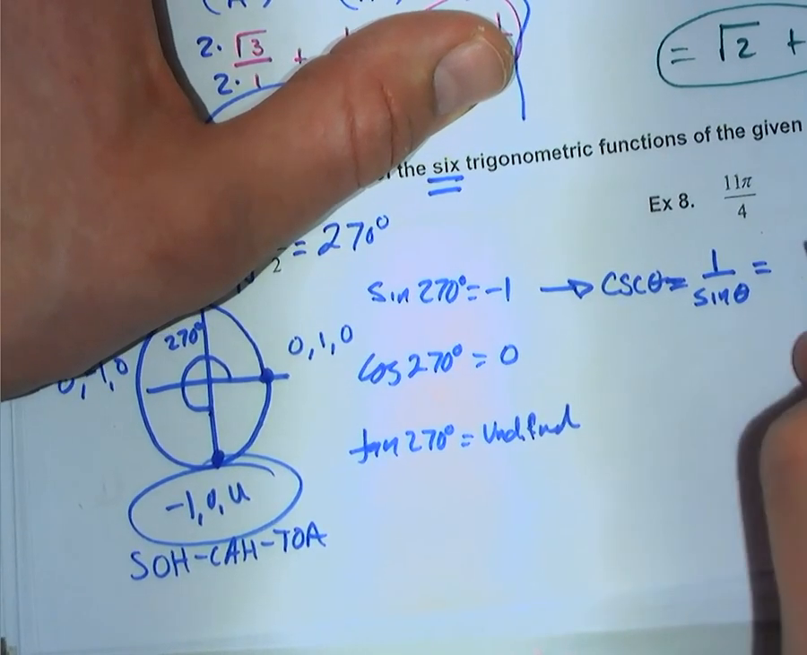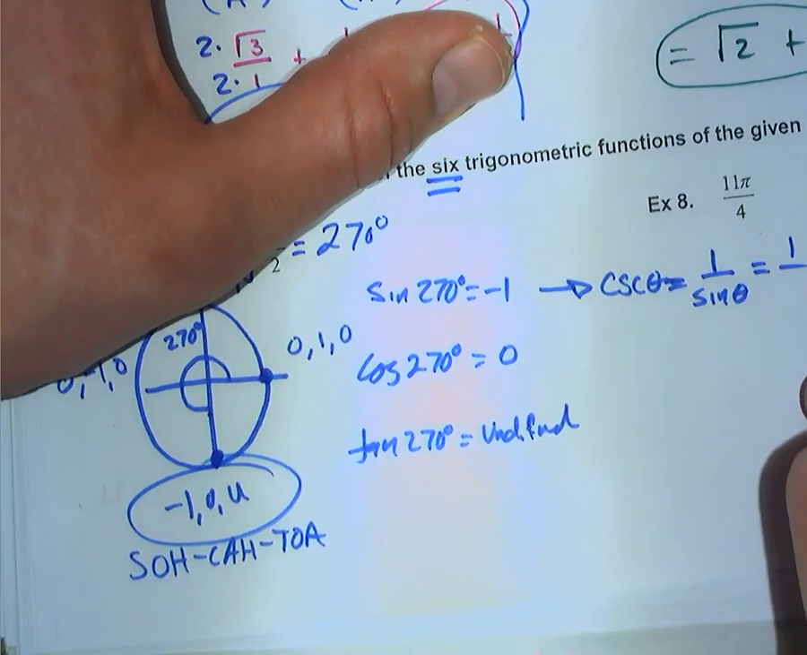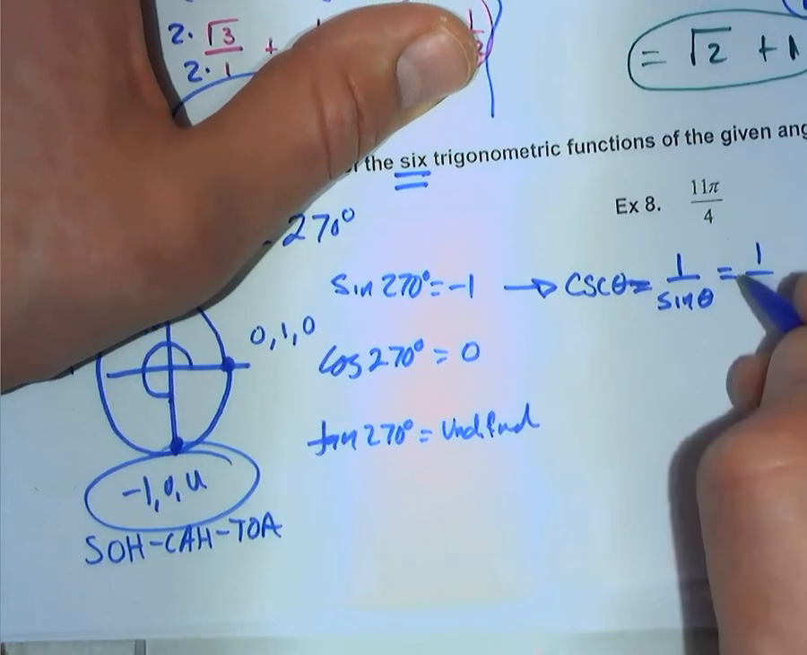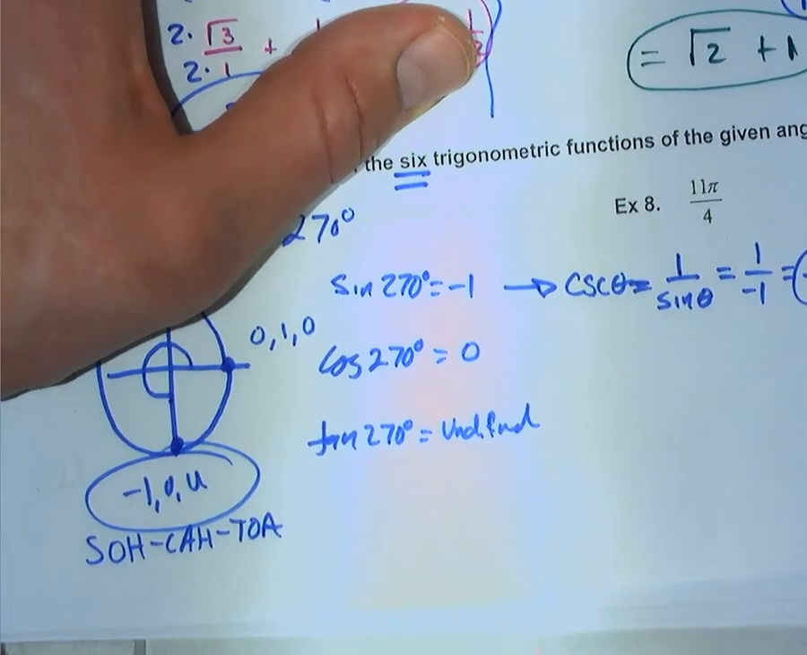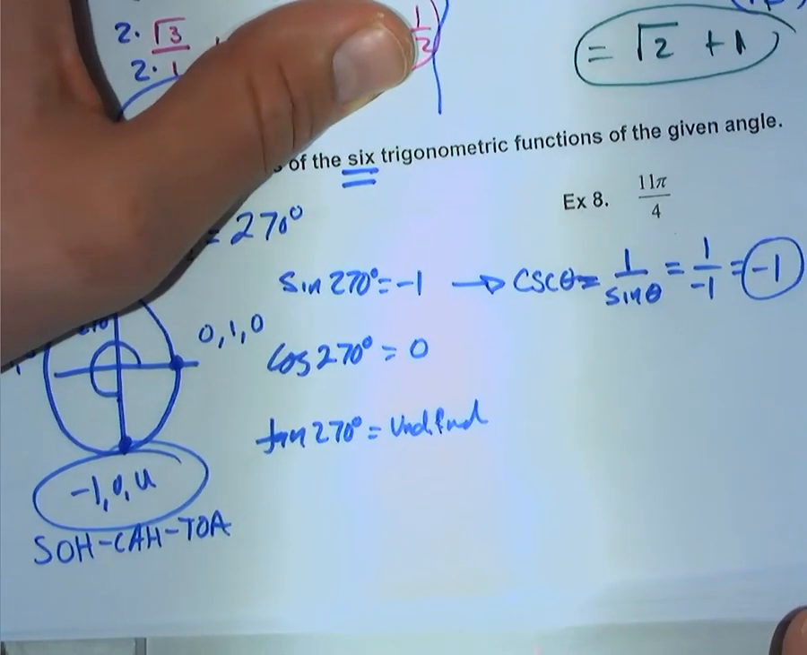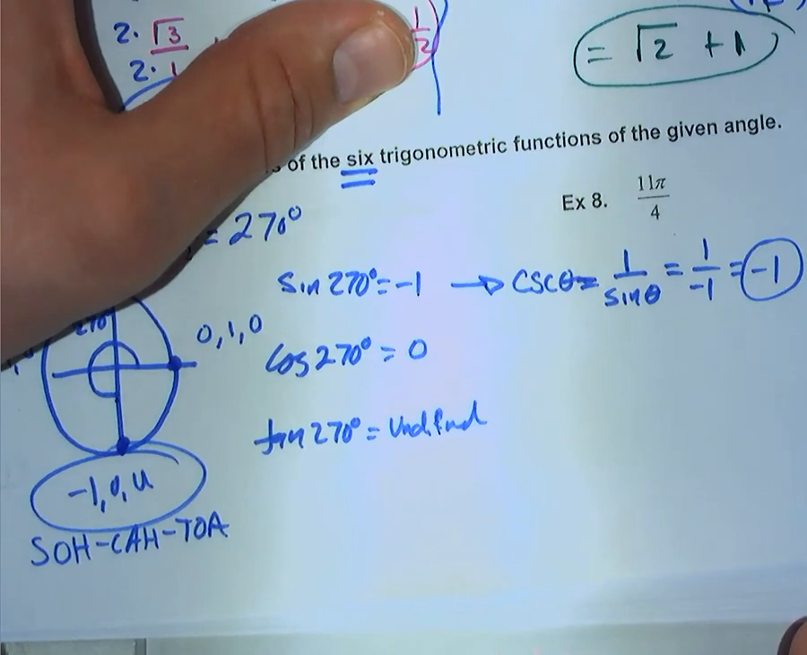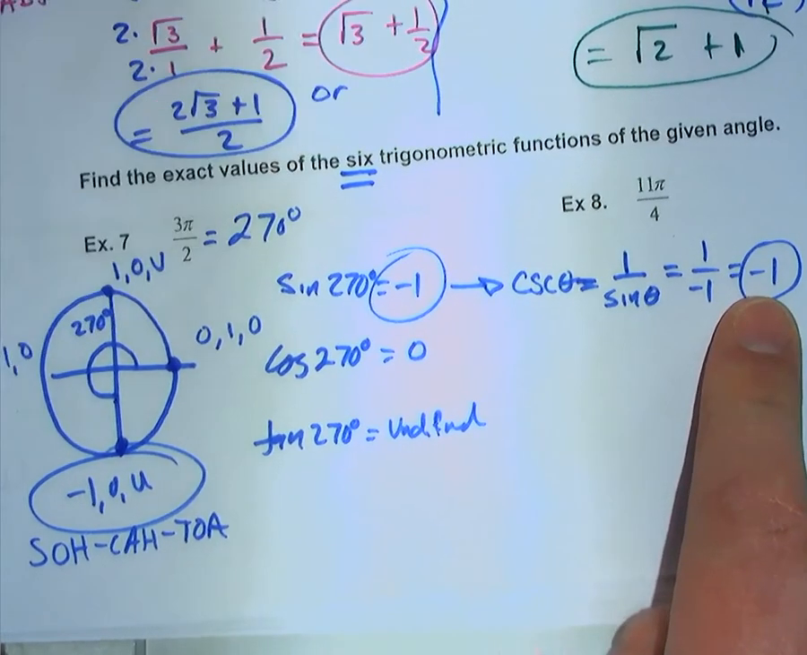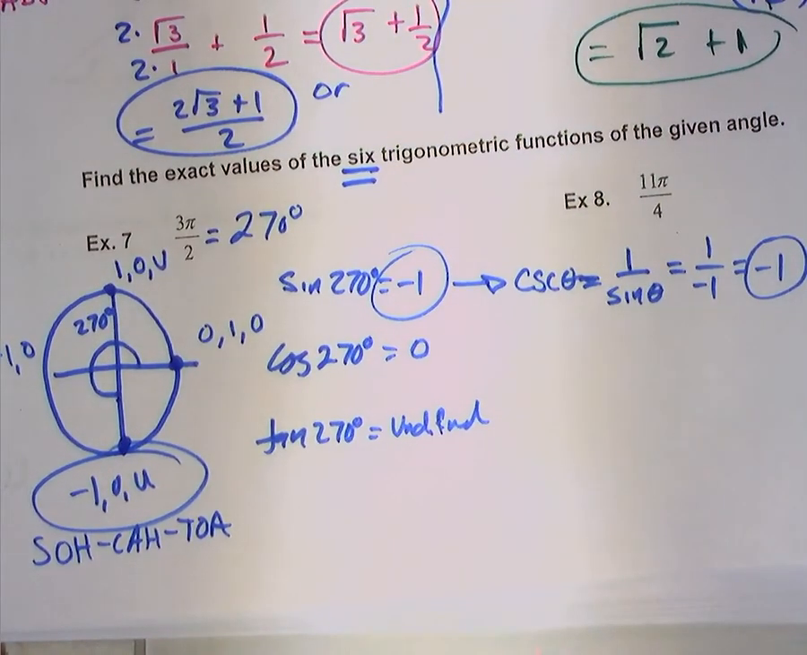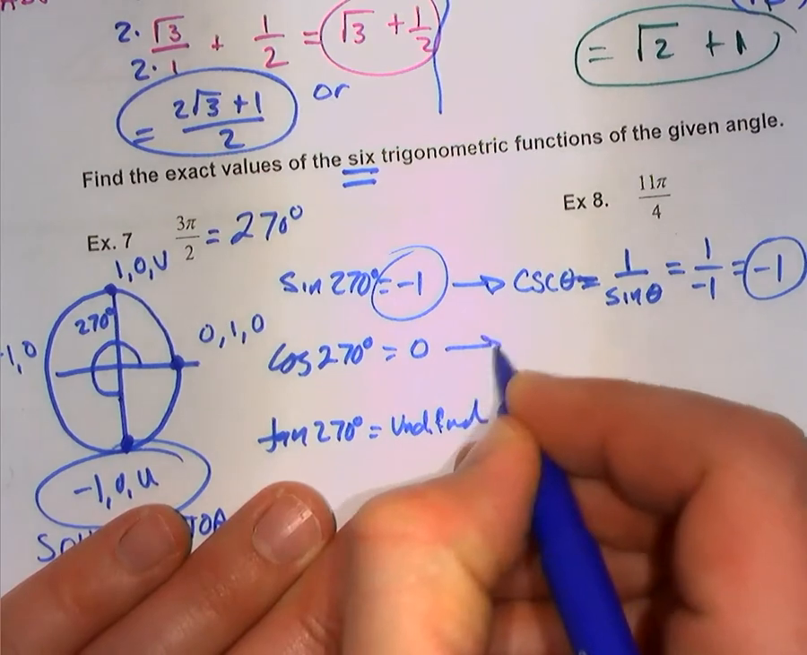And that's 1 over what? What's sine of 270? Negative 1, which is negative 1. Okay. So if I know sine, just do the reciprocal. You get 1 over negative 1, which is negative 1 for his buddy cosecant. Okay. So I do the next one.